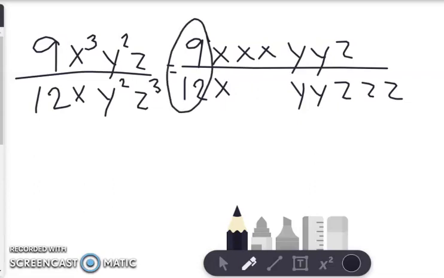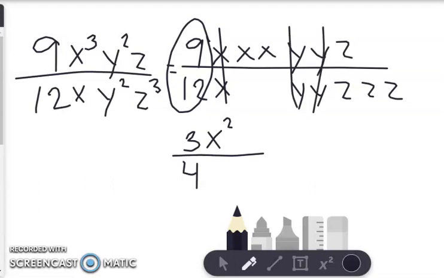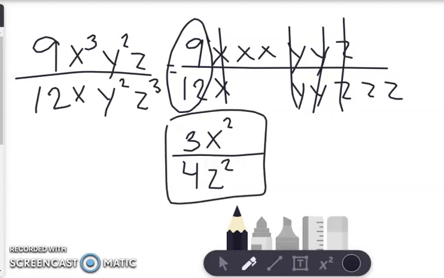All right, let's start by simplifying. All right, 9/12. We can divide both of those by 3. So we would get 3/4. All right, x divided by x is 1. That leaves us with 2 x's on the top. So x squared is on the top. Y's, that just simplifies to 1, and anything times 1 is itself, so we don't have to worry about those. And then we can get rid of 1 pair of z's, so we're left with 2 z's on the bottom. So this would be the final answer.